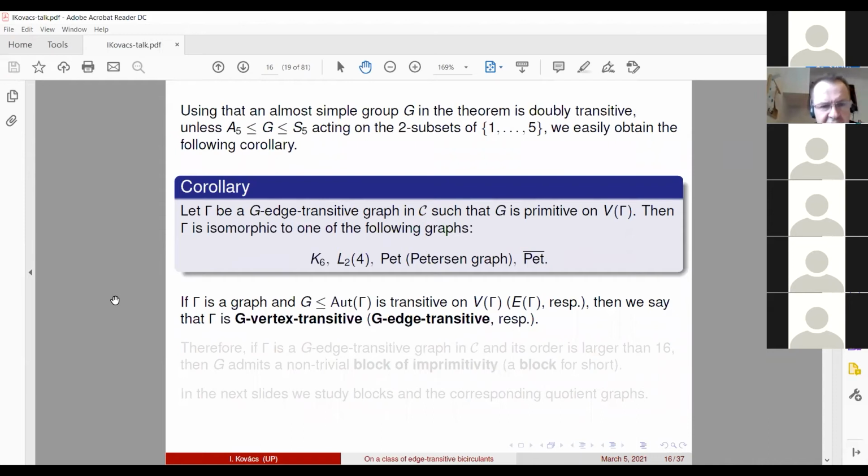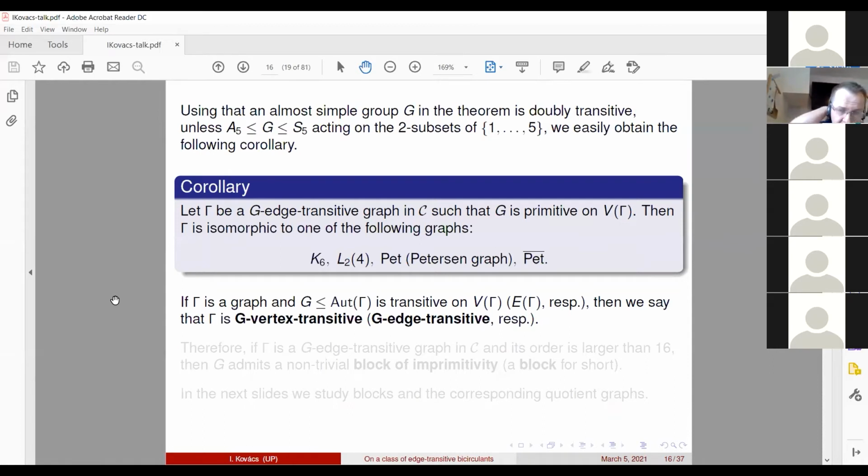So if G is a GH-transitive graph in the class C, such that G is primitive on the vertex set, then the graph is isomorphic to one of the following graphs: either the complete graph of order 6, or the lattice graph, which belongs to an affine action, the Petersen graph, or its complement.